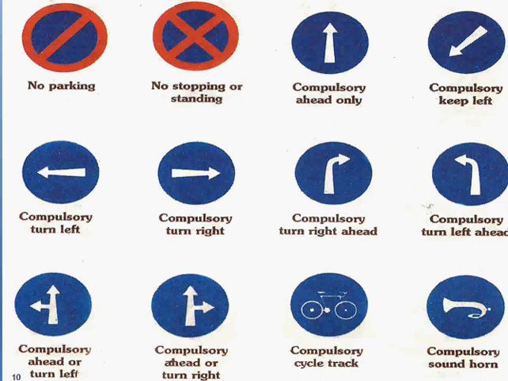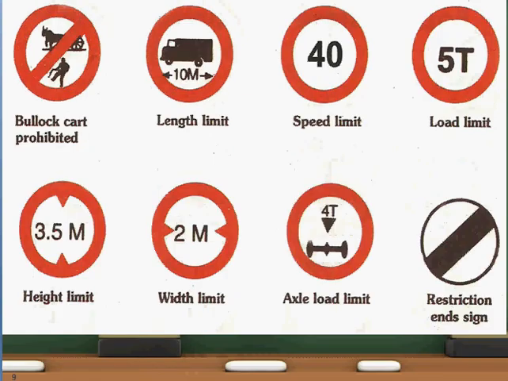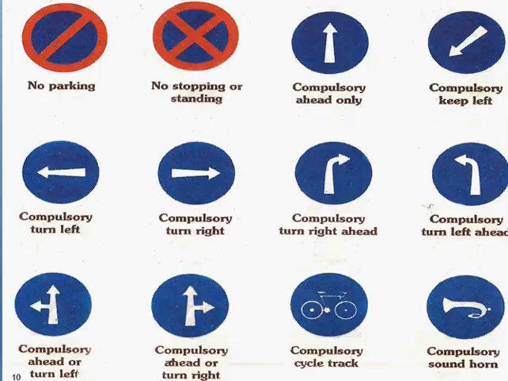Then the no parking and no stopping signs. We know that it is used for indicating that you should not stop at that point. Then there are speed limit signs that we have already discussed. Then we have height regulations and width regulations. Here you can see 3.5 meters height is the maximum permitted, and 2 meters is the maximum permitted width. Then tonnage can be specified. So all these things come under regulatory signs.